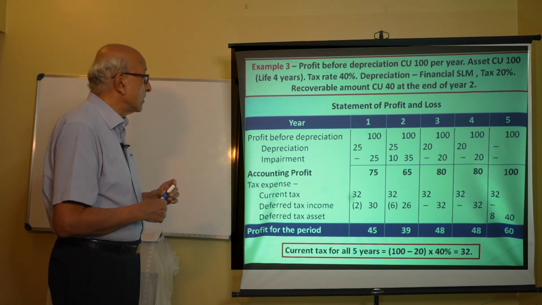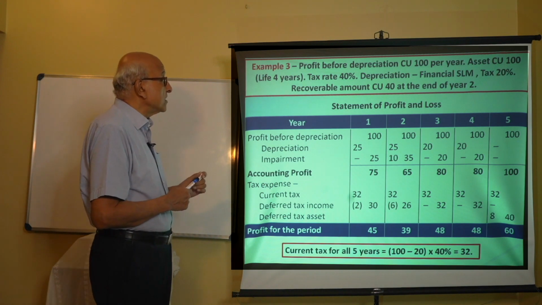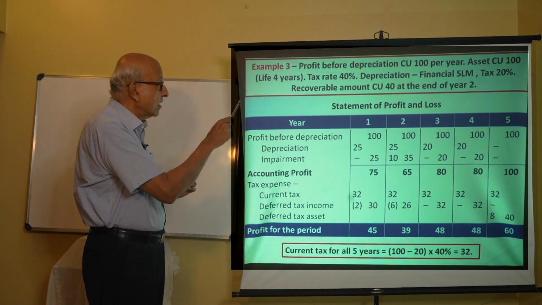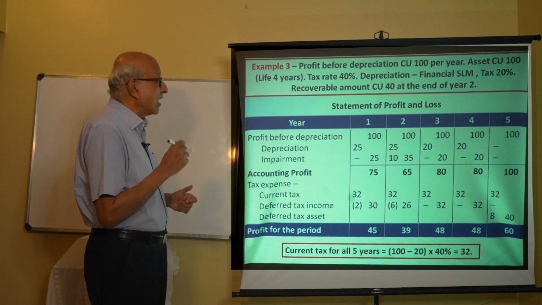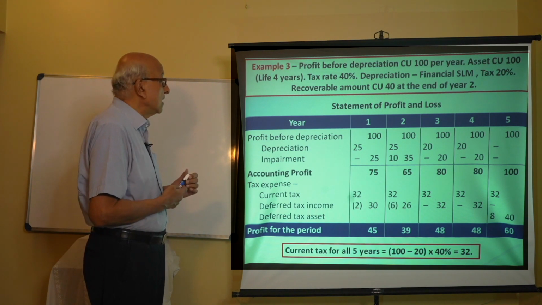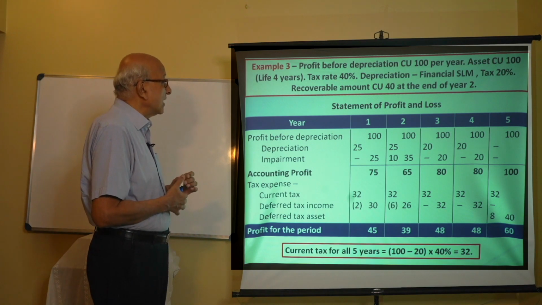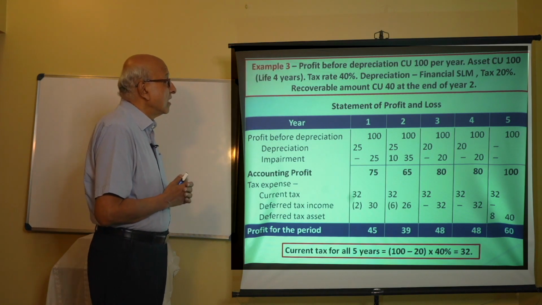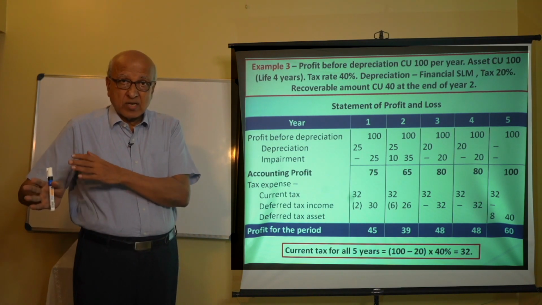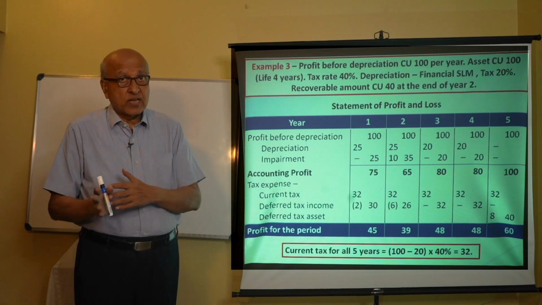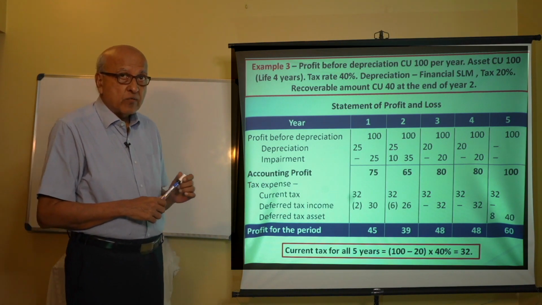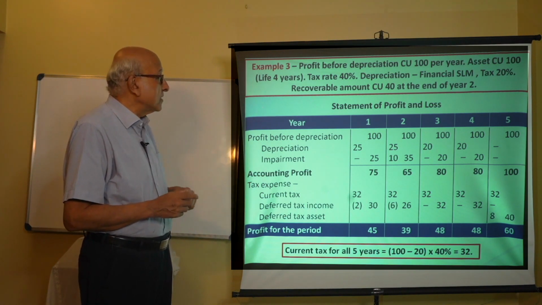Just take this example I am telling you. Profit before depreciation is 100 per year. There are 5 years, profit is 100, 100, no problem. One asset is acquired at 100, its life is 4 years. That means they will be charging 25 rupees per year because depreciation is under SLM, straight line method. 100 rupees cost, 25 they charge because life is 4 years. So 1 by 4 is 25%. So they will be charging 25 depreciation per year.